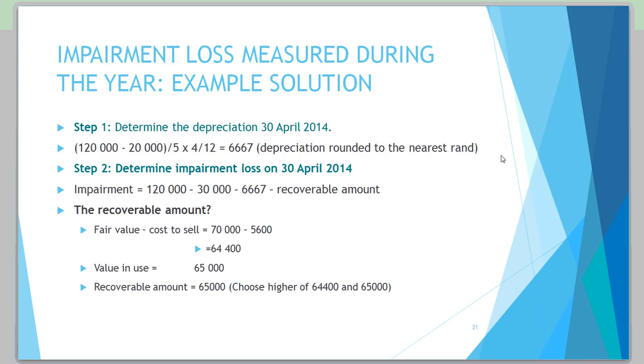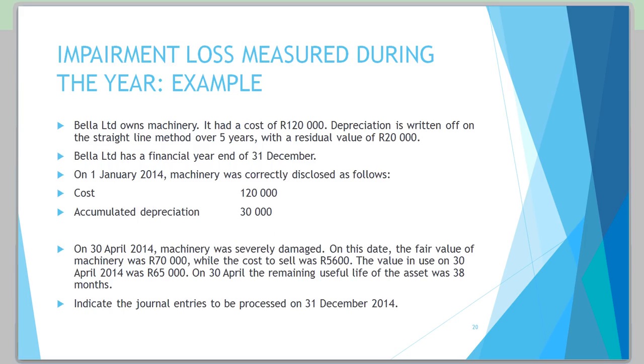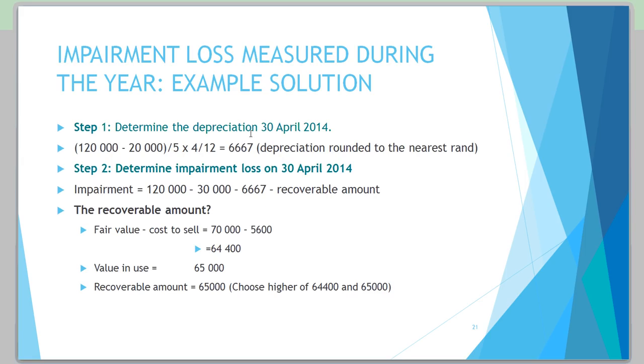So we need to apply step 1. Step 1 was to determine the depreciation. So I've said here it was the cost less my residual, divided by the total life of 5 years, times 4/12. The 4/12 was for January, February, March, and April. So here we include April because it's on the last day of April. There I've calculated my depreciation up till 30 April to be 6,667. The answer should be 6,666.67, so I've rounded it to the nearest R1.